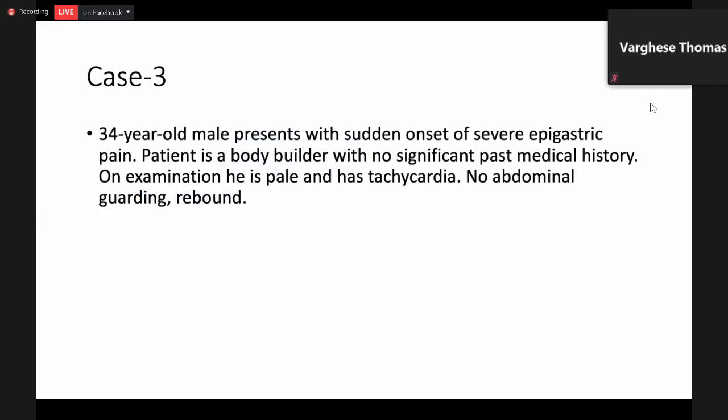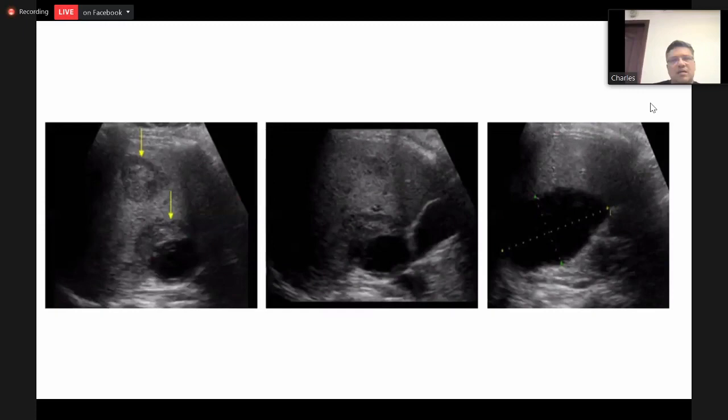Third case, a 34-year-old male who presents with sudden onset of epigastric pain. He's a professional bodybuilder with no significant past medical history, and there's no history of any trauma. On examination at the ED, he has tachycardia, but there's no abdominal guarding or rebound. And this is the ultrasound finding. Dr. Purola, do you want to give a definition?